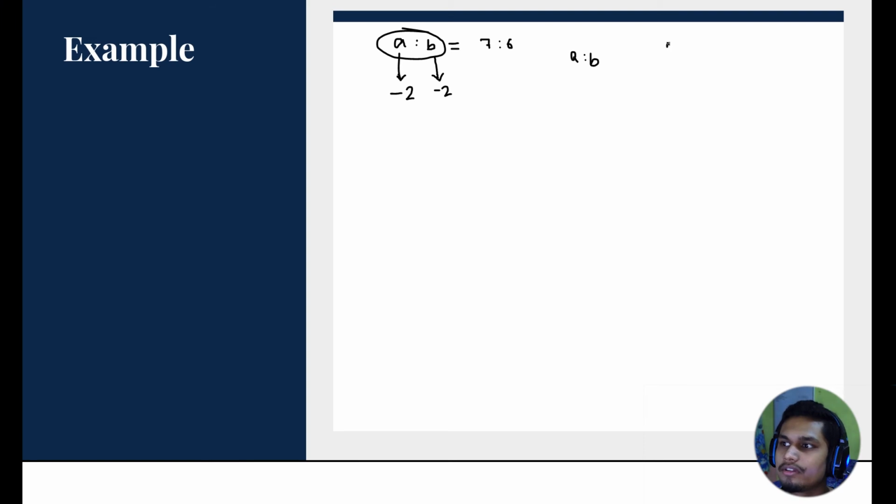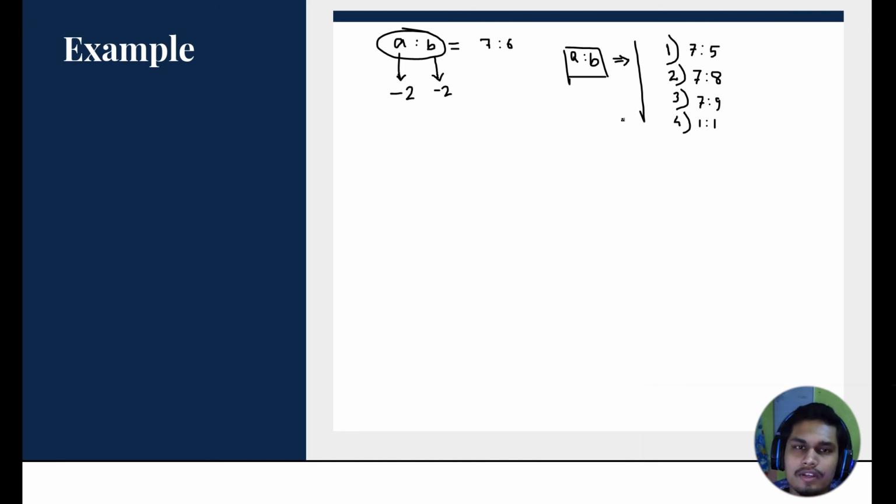If we have 4 options, 7:8, 7:6, 7:9, 1:1. You can try to solve this using the previous lesson we have learned about the improper and proper fraction. I'll solve it for you, but we don't need to solve anything. You can just look at the ratio and you can easily tell the answer.